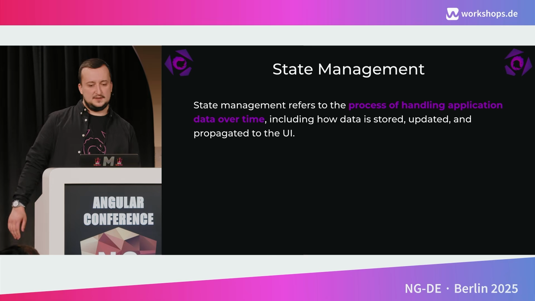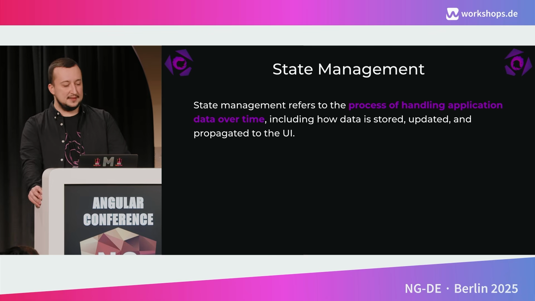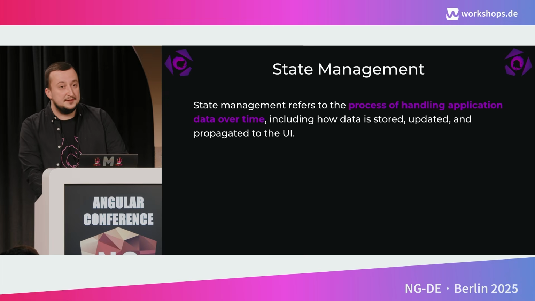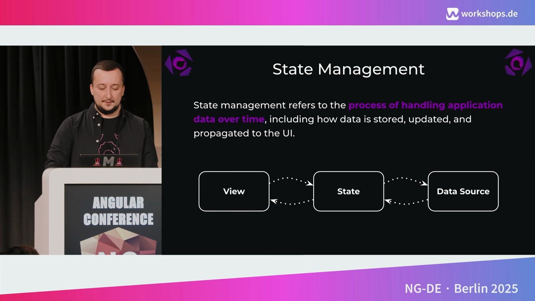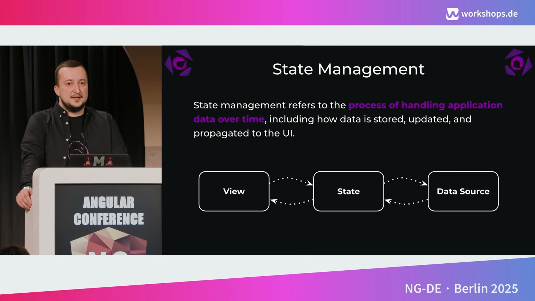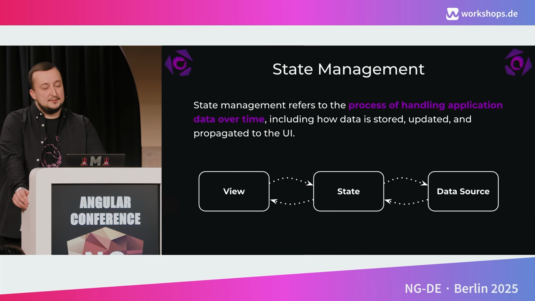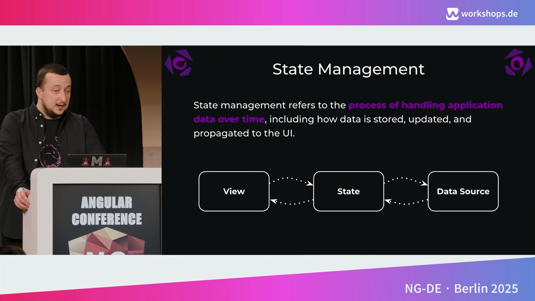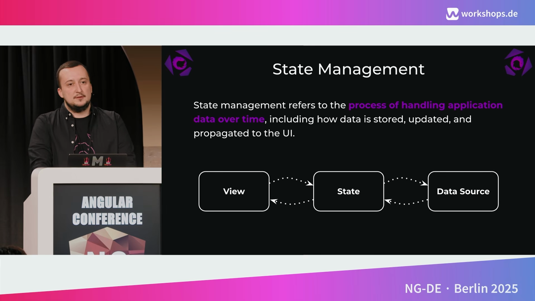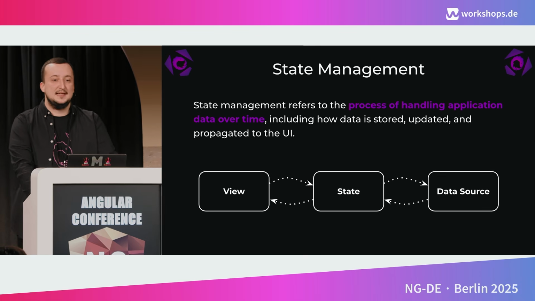So we can think of state management as a process of handling application data over time, including how data is stored, updated, and propagated to the UI. And usually in front-end applications, in single-page applications, we have at least 3 layers. We have a view layer, which is made of components. There is also a state layer, where we manage our state and handle side effects.